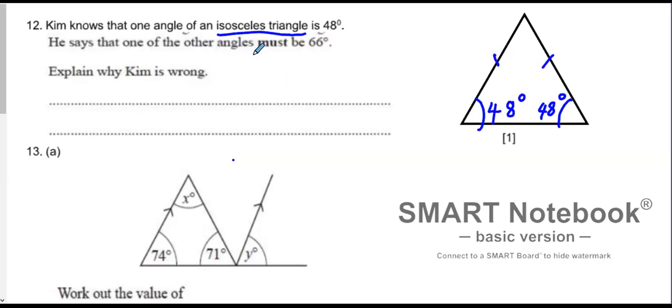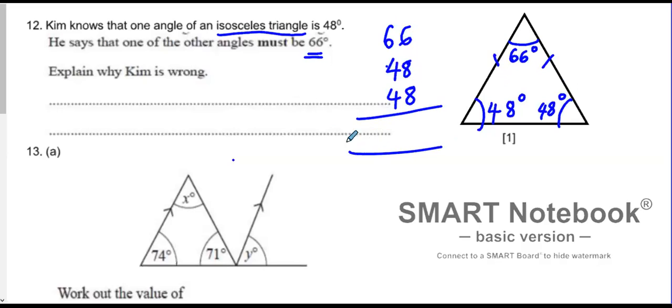Now, Kim knows that one angle of an isosceles triangle is 48. He says that one of the other angles must be 66. Let's say that angle is 66. Now explain why Kim is wrong. Now let us try to add all these angles here: 66 plus 48 plus 48.